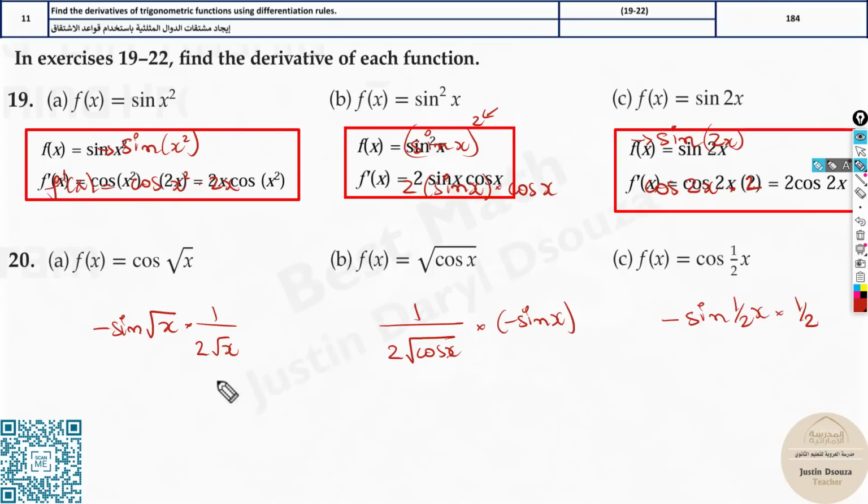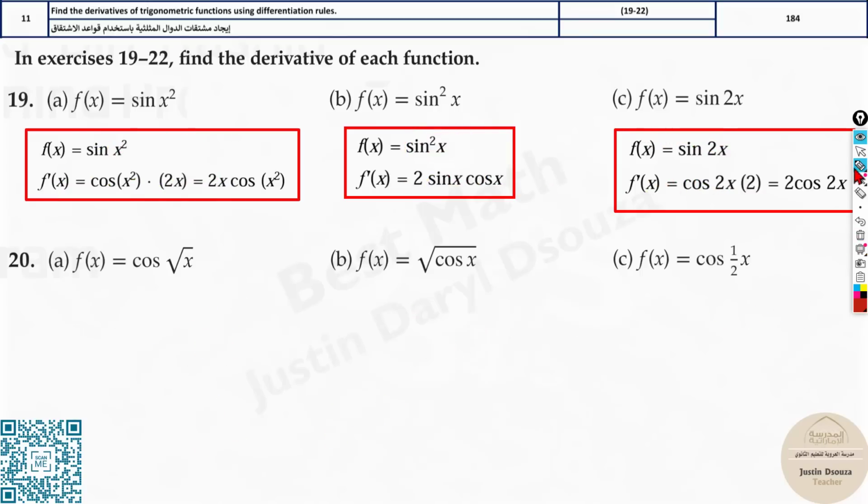Now, what is the square root x formula? It is x to the power positive half. And when you take it up, it becomes 1 by 2x to the power negative half. That's it. That's what's written in the solutions. But you can follow this as well. Generally, in the options, this form will be written.